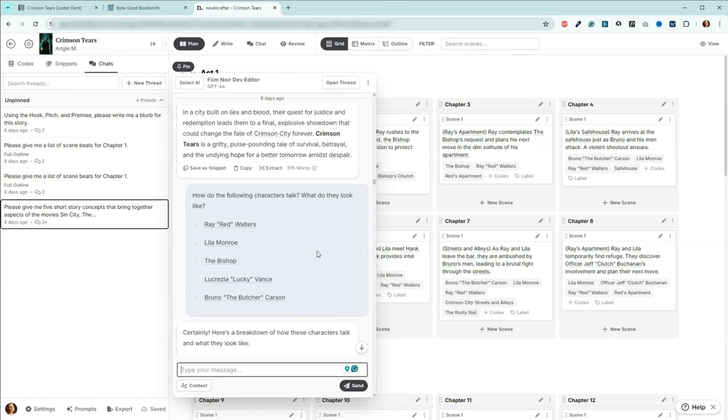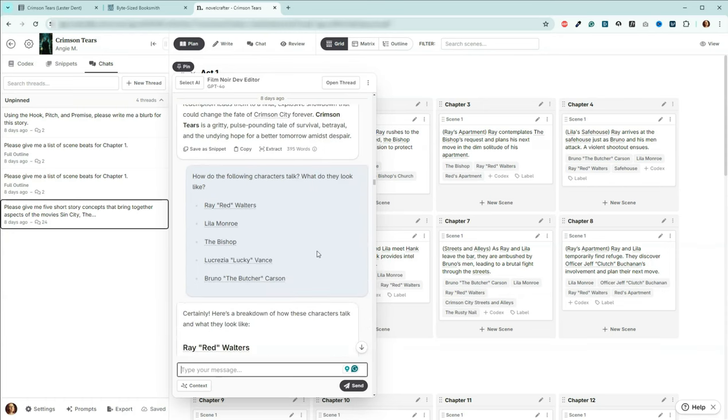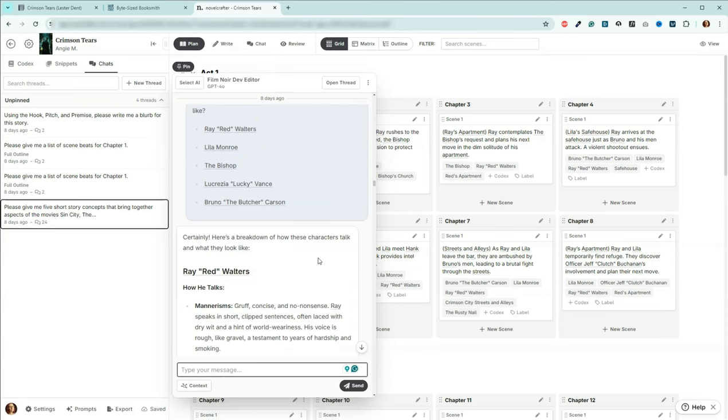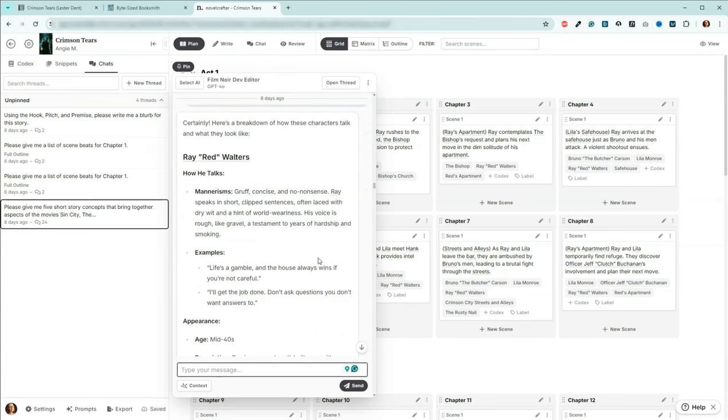High level. Okay. And then I asked, how do the characters talk and what do they look like? These are the most important characters: the protagonist, two supporting characters, and the two antagonists. It told me not only how he speaks with his mouth, but also how he communicates with his body.